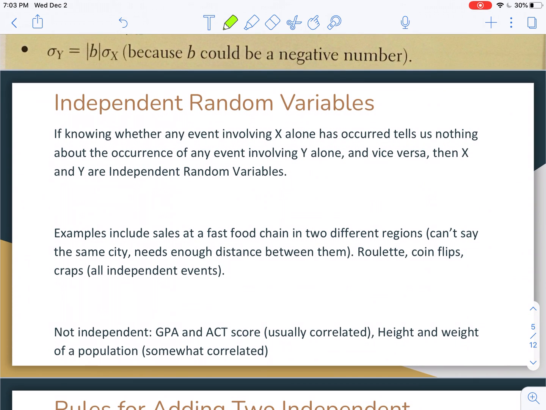So if knowing whether any event involving X alone has occurred tells us nothing about the occurrence of any event involving Y and vice versa, then X and Y are independent random variables. The book talks about how we would have to go through and make our determination of what is an independent random variable. For example, I've got fast food chains in 2 different regions. Let's say we're talking about McDonald's. The McDonald's on Douglas Avenue is going to be independent of the sales of a McDonald's in Phoenix, Arizona. They're not going to have any impact on each other.